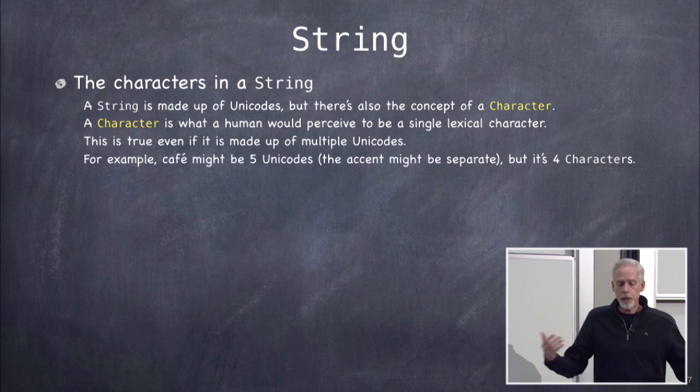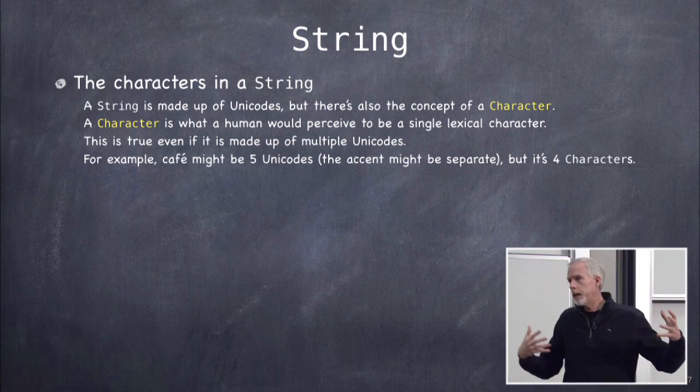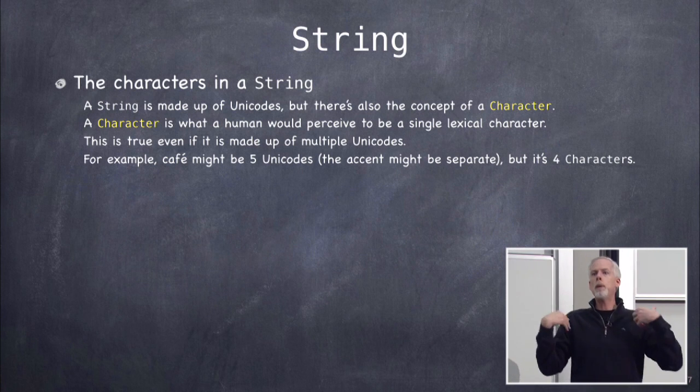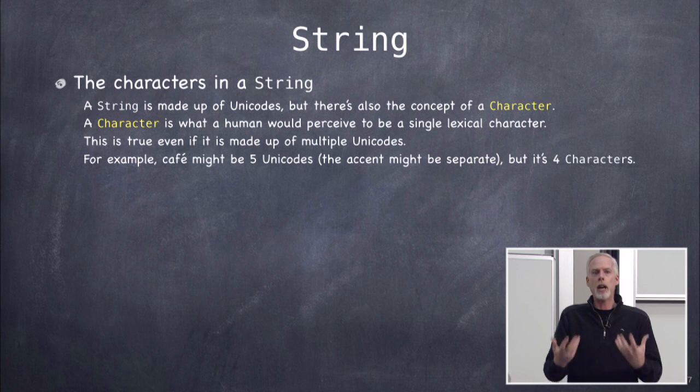So when you have this kind of unknown how many characters it represents, you need a new abstraction to represent what we perceive as humans to be a character.